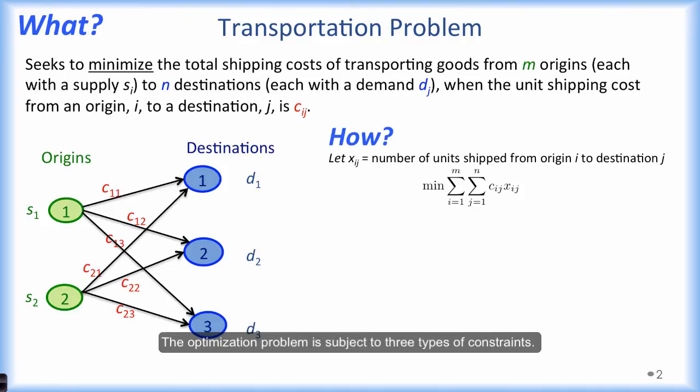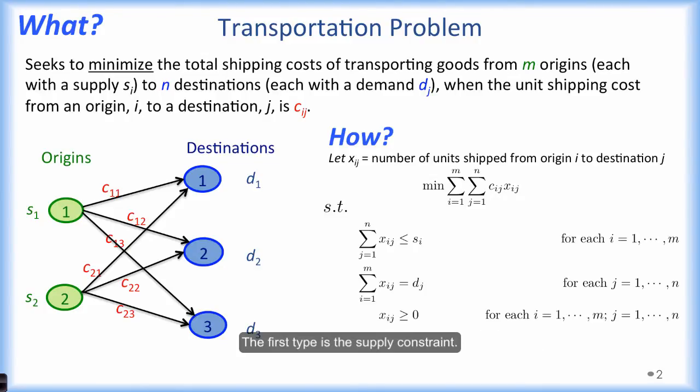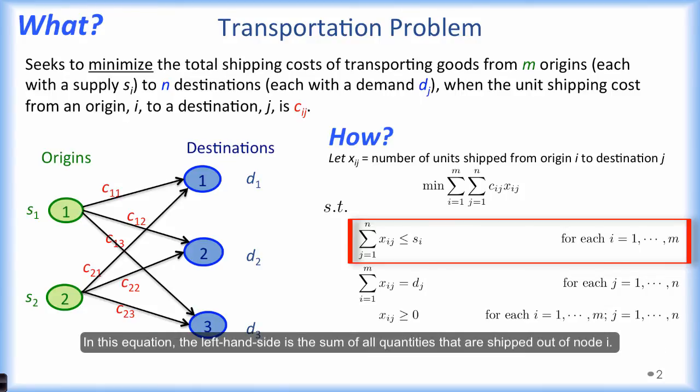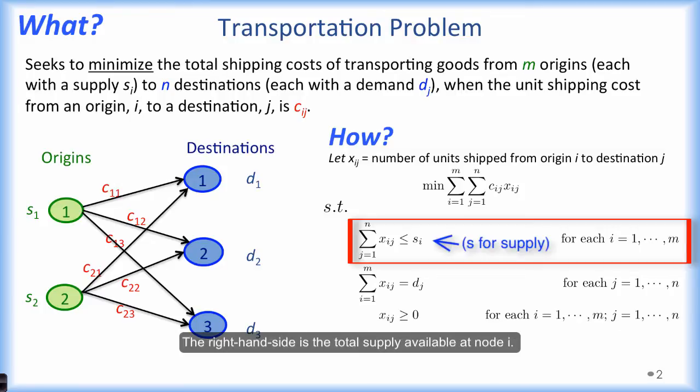This optimization problem is subject to 3 different types of constraints. The first one is the supply constraint. That is, we need to make sure that each origin node has a supply limitation such that the total amount of the item that is shipped out of that origin node cannot exceed the total amount of the supply. In these equations, the left-hand side is the sum of all quantities that are shipped out of node I, and the right-hand side is the total supply available at node I.